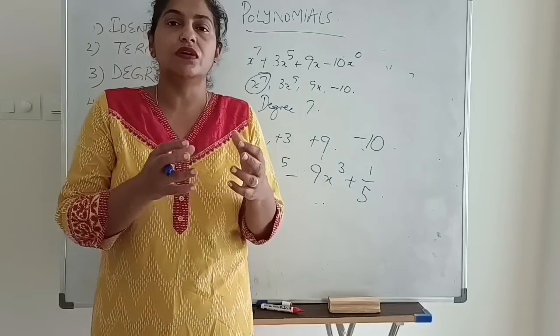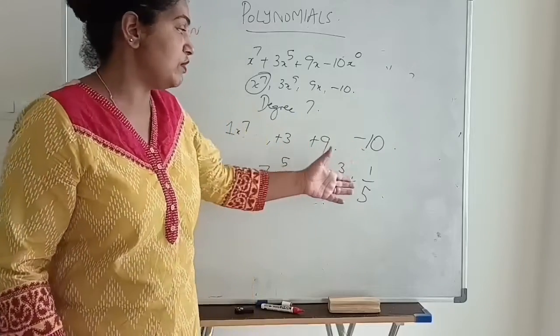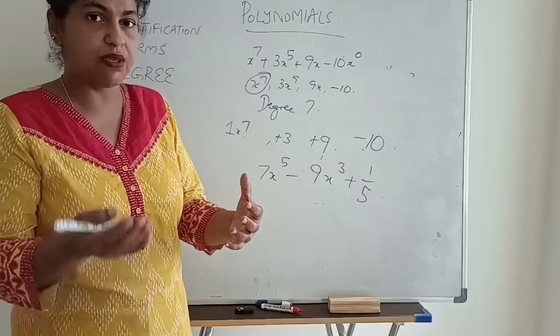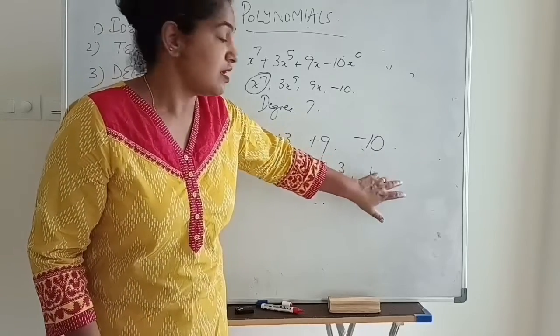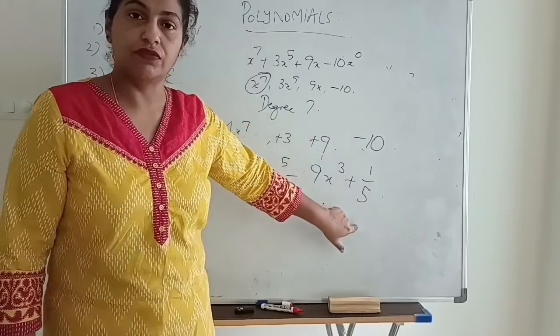What is the degree of the term containing x raised to 0? So when you look at it, you can see that x raised to 0 means a 1. That is a constant thing. So it is 1 by 5. Okay.